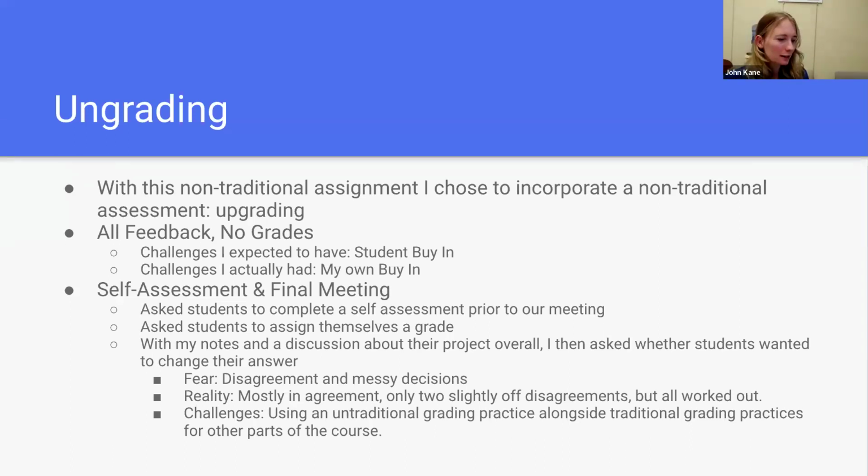But part of ungrading is to really create this culture of feedback. So not giving letter grades at every stage of the Unessay, but rather having students and myself focus on the feedback that I can give them at that period of time, allowing them to revise and continue to incorporate that feedback throughout the semester.